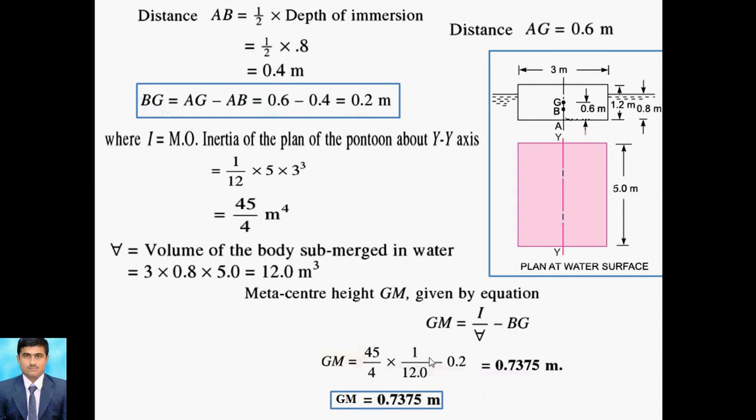So this is the GM value, 0.7375. Here this positive sign indicates what? G is below and M is above. So that's why it is a stable condition. When the body is oscillated, it can return to its position. That's why it is called a stable position, because it gives a positive value. So this is regarding that problem. Here we have calculated the GM value. For that purpose, we need to know the moment of inertia, volume, and BG distance. If you get these, then you can put in the values and find the GM value.